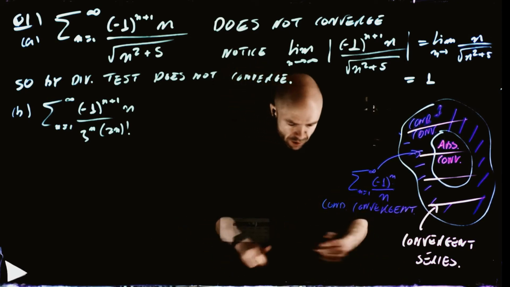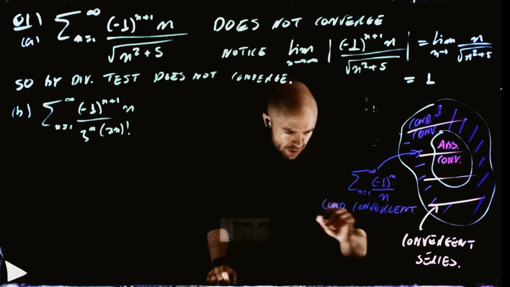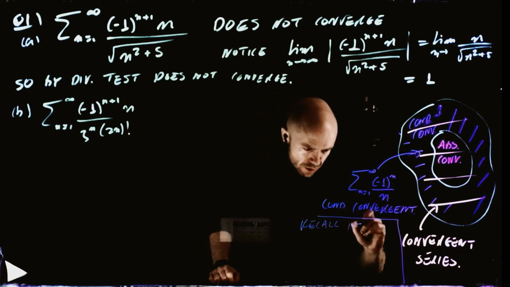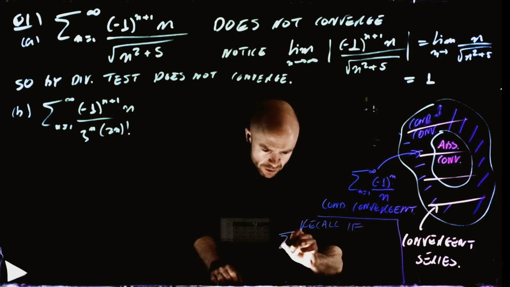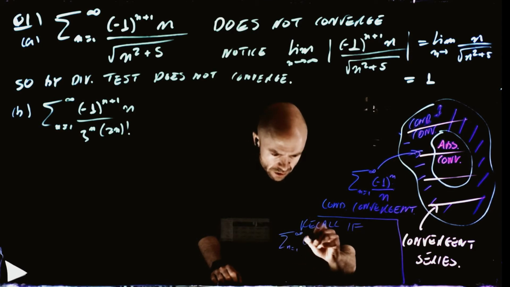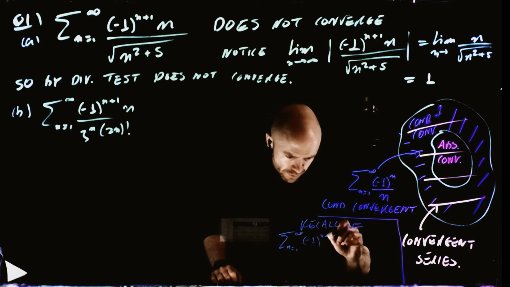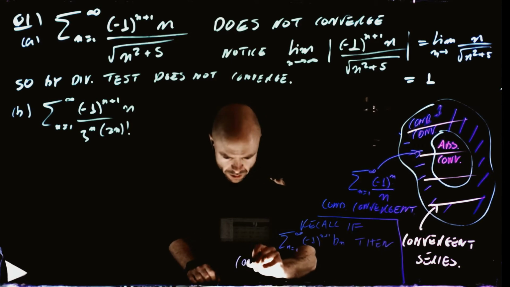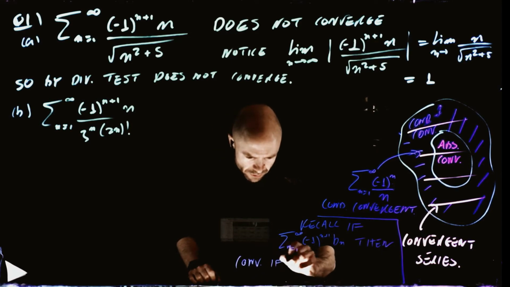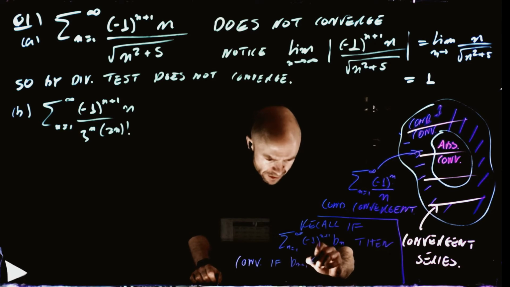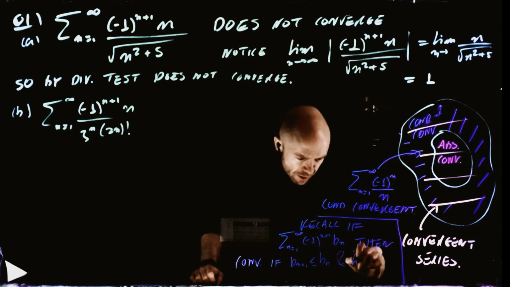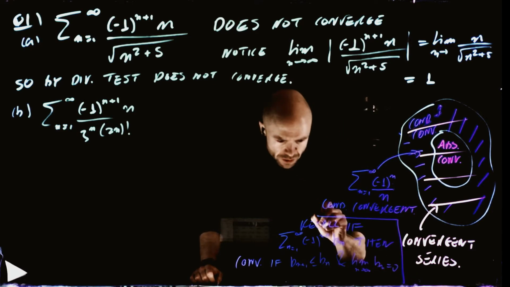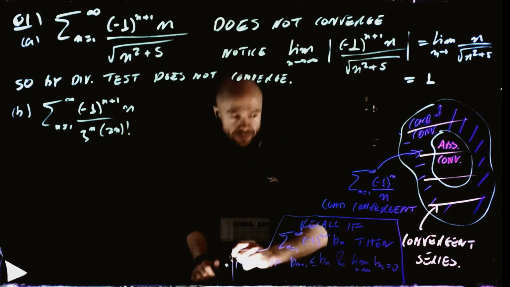Okay, since we're doing recap, let me add that as well. So recall, if we take this thing, which is the alternating series, then it converges if b_{n+1} is less than b_n, and the limit as n goes to infinity of b_n equals 0, right? Cool. All right.